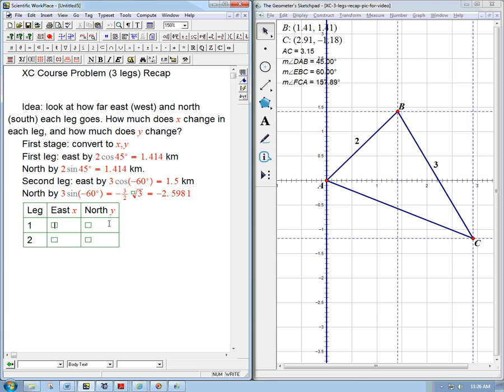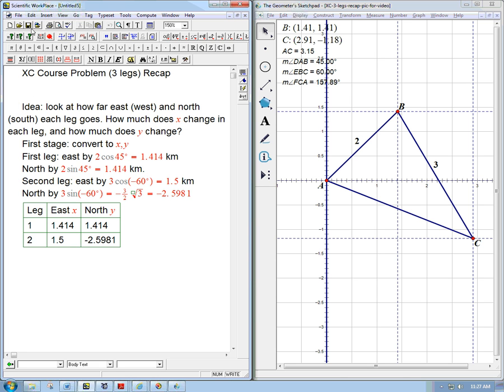Okay. So leg 1, I went east by 1.414. Here, I went north 1.414. Here, I went east by 1.5 and north by 2.591. Okay, but negative. Okay, well, now what do I do? To figure out the coordinates of C, I can just add these together. That's the great thing.